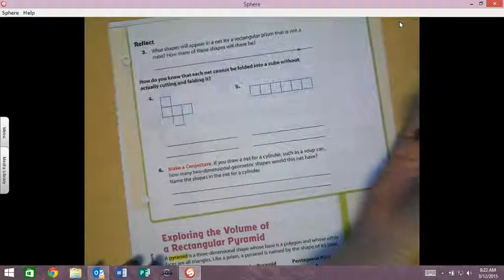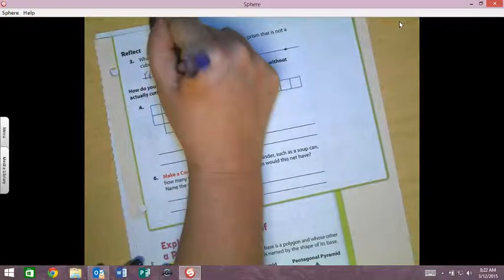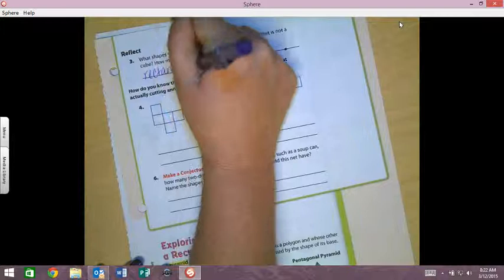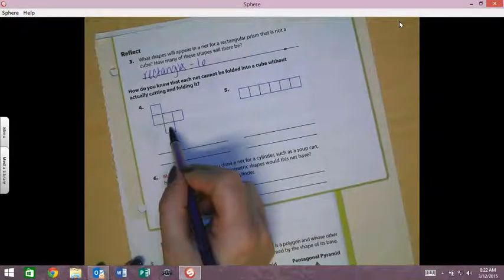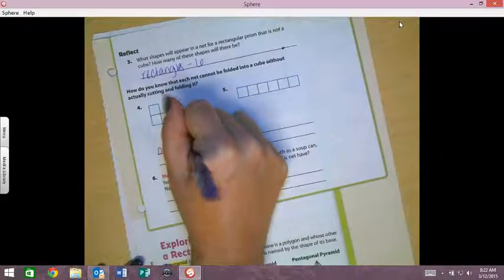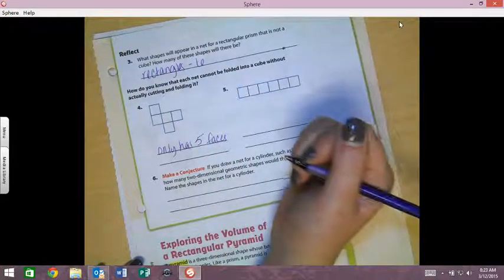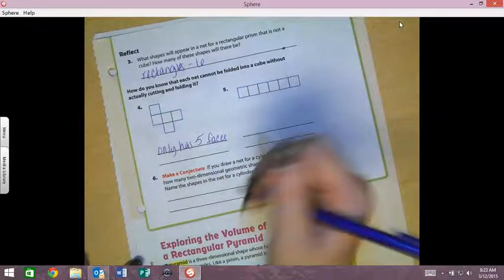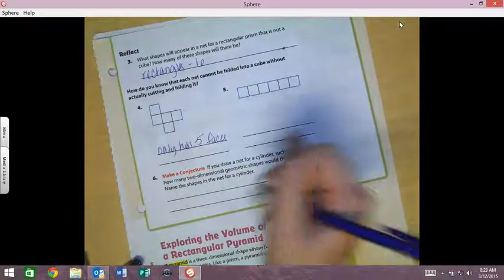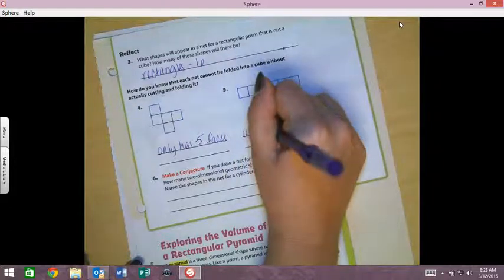Alright, so what shapes appear in a net for a rectangular prism? Rectangles appear. And there are 6 of them. That's how many there will be. This one cannot be folded into a net because it only has 5 faces, and a cube has 6. This one would fold into more like a loop. It wouldn't have any bases.